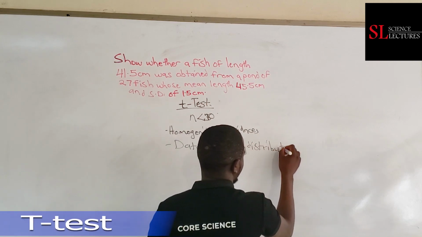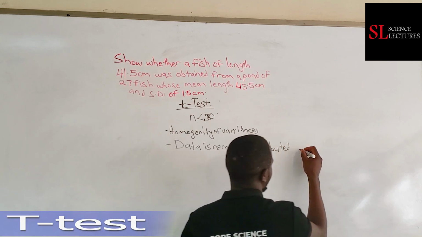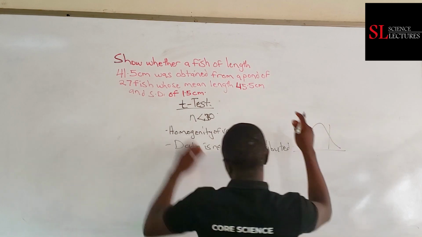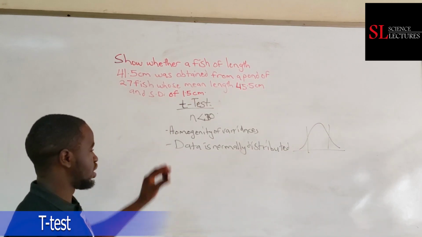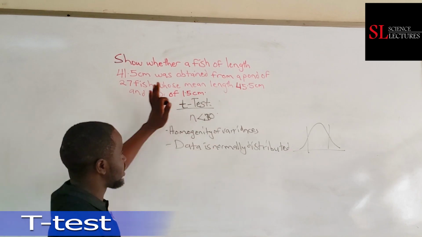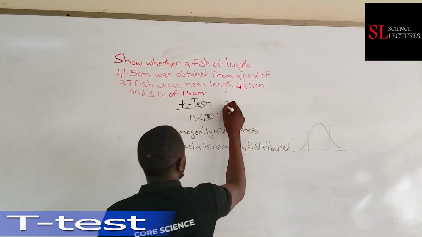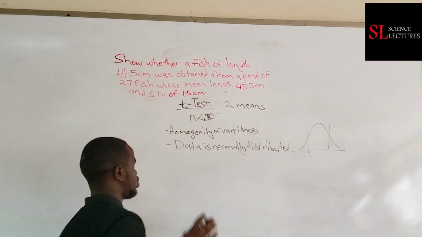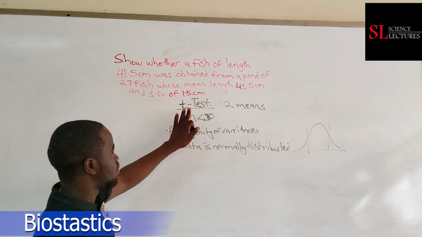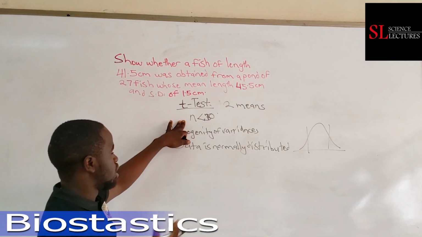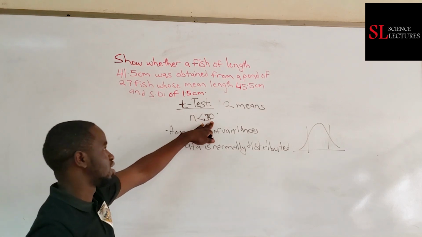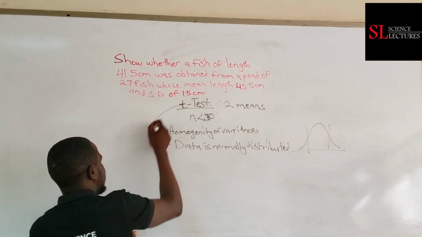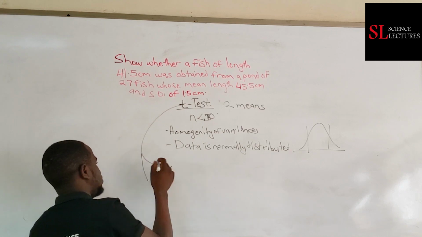So what do I mean by data being normally distributed? Data having a bell-shaped curve. Yeah, those are the assumptions of a t-test. And as I said earlier, it is used to compare two means, specifically two means, when the value of n, the total number of samples, is less than 30.